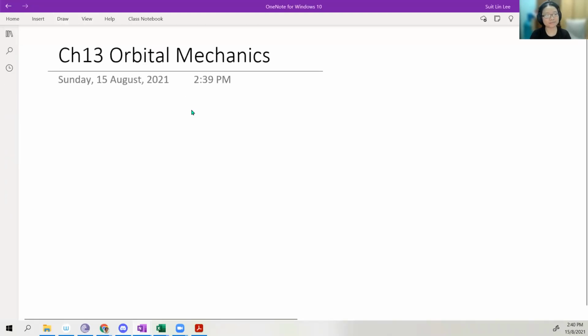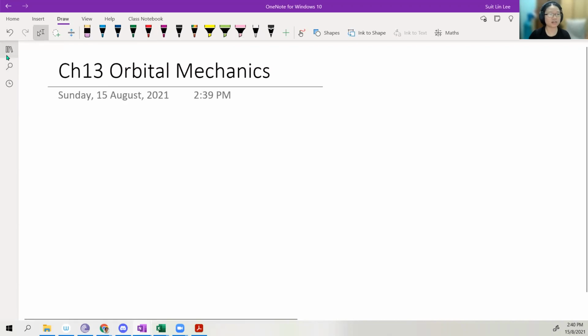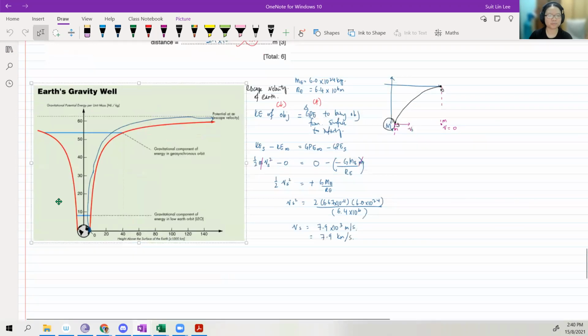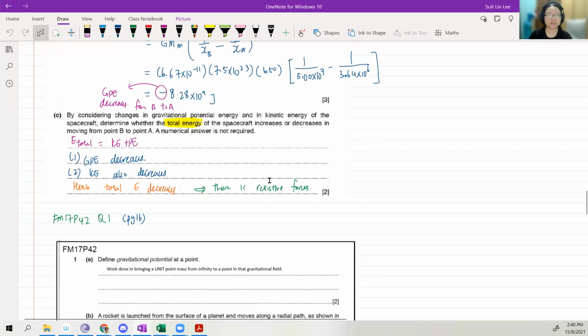And we'll start off with where we left off last week. So last week, right, we talked about the Earth's gravity well, or the escape velocity.